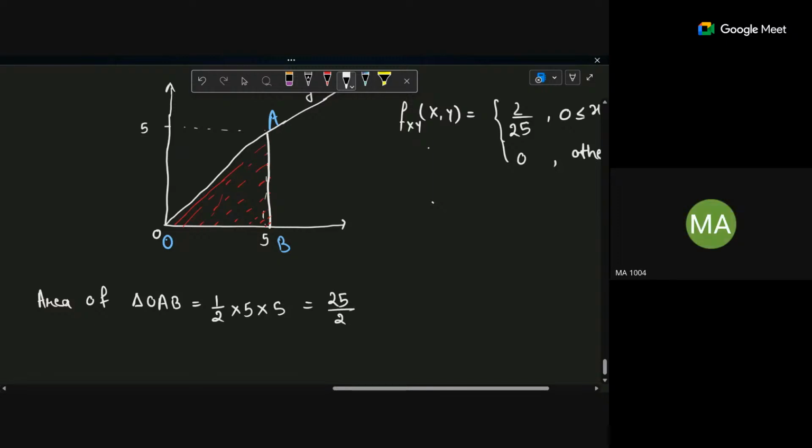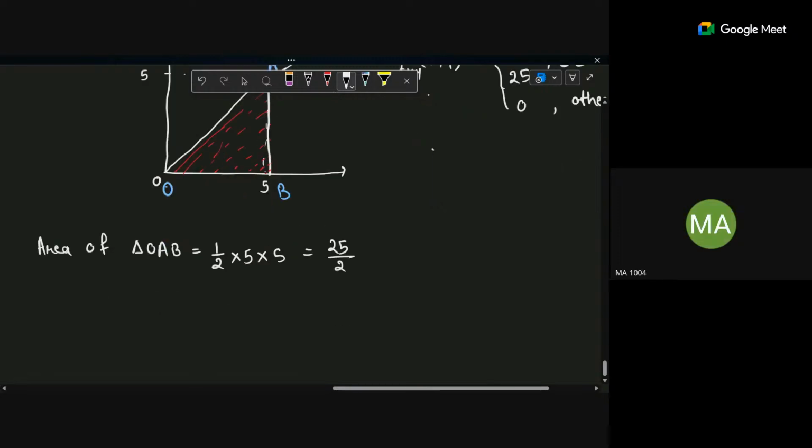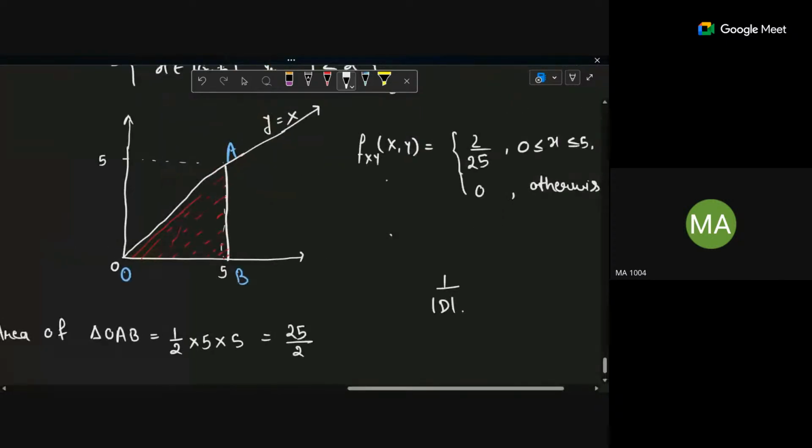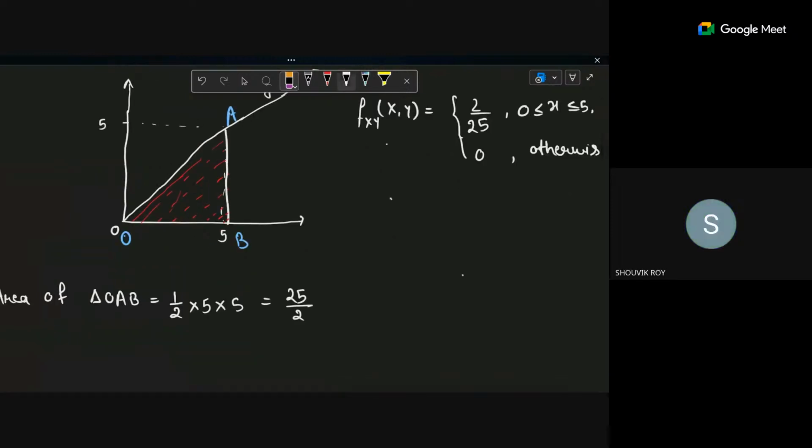Once I know the area of triangle OAB, I also know what my PDF is. The PDF is nothing but 1 upon the area of this region. It's 2 by 25, right? If it's uniform. Ma'am, is it uniform? Yeah.